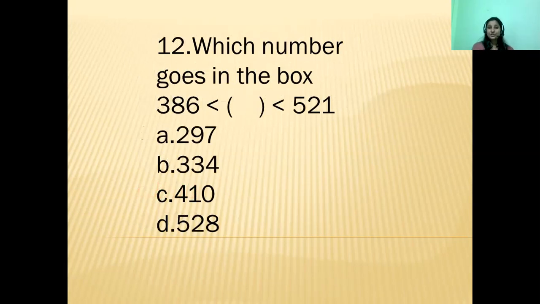Now we will see the next question, question number 12. Which number goes in the box? 386 is smaller than the box, and the box is smaller than 521. Now just think, okay? You have to think here. Your options are A, 297, B, 334, C, 410, and D, 528.